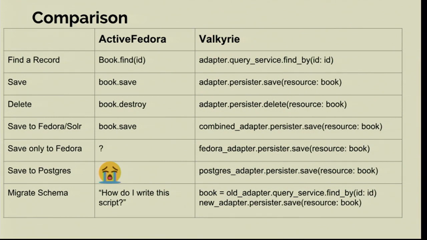If you want to migrate a schema, so if any of you have decided that actually I want DC creator versus another predicate for that thing, it's like this script that probably queries Solr and goes through every object in your repository and does who knows what. But for Valkyrie, it's just two adapters with different configurations, and then you run that, and you finish your day.